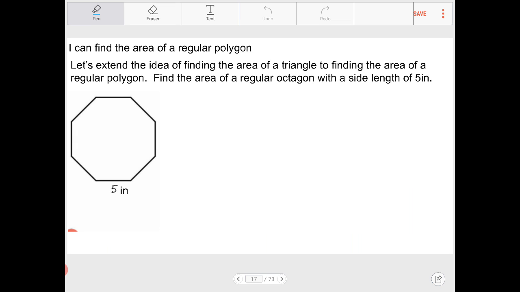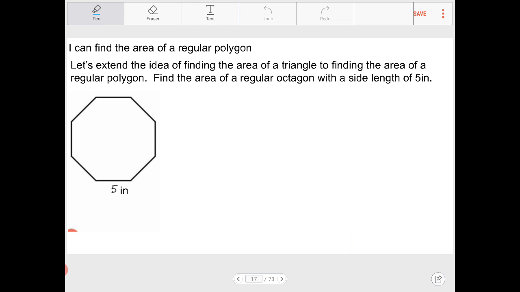So for our example, the idea expressed in this example I'm about to go through with you can be applied for any n-sided polygon. For this particular example, I'm dealing with an octagon with a side length of 5 inches. And we're going to try to find the area of this octagon by utilizing things that we're familiar with.